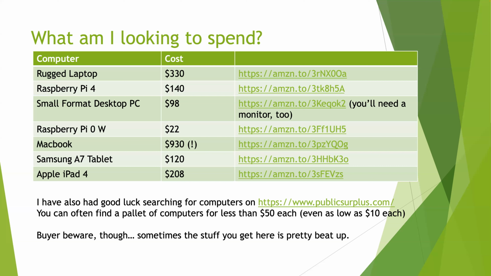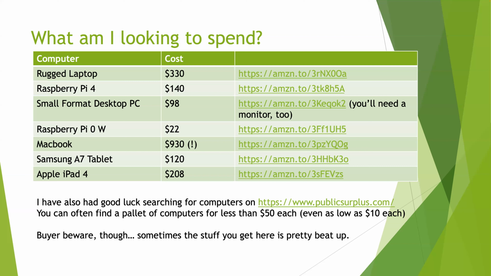I've also had pretty good luck searching on publicsurplus.com. That's where I got all those phones. You can often find a whole pallet of computers for $50. Sometimes it's $50 each, but sometimes it's like, I've got 20 computers on a pallet, $50 and they're yours. Some of them may work, some of them may not. You don't know. But if you take 10 or 20 computers, you can probably get 2 or 3 working machines out of that, right? I've had pretty good luck with that.